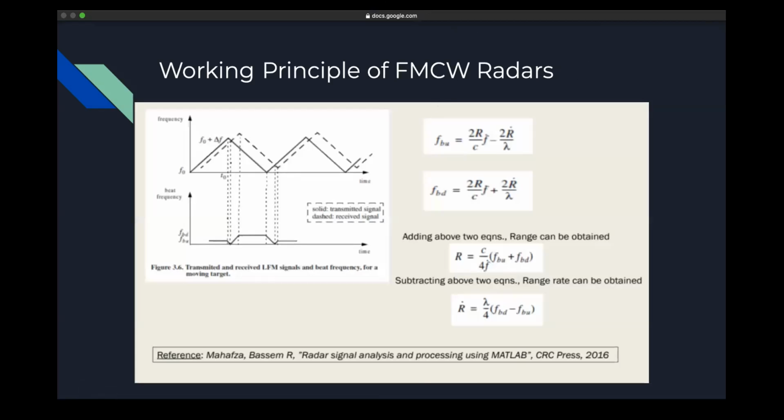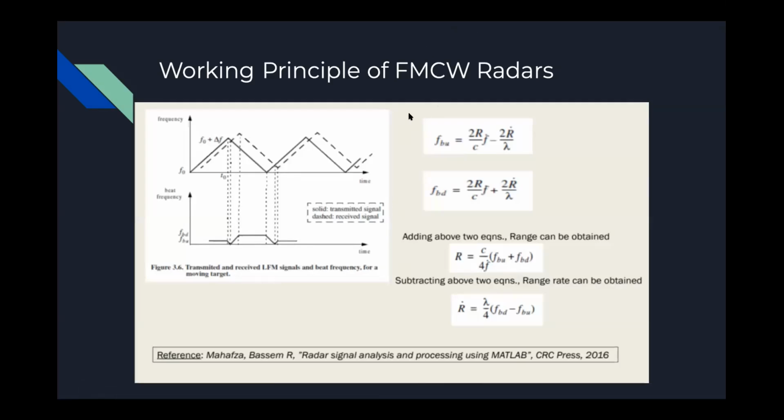So this is the working principle of the FMCW radar module that we discussed in the previous presentation. These equations can be used to find the range and velocity values for a single moving target.